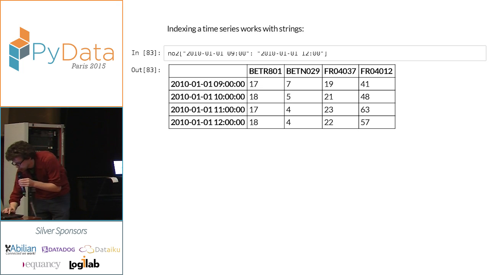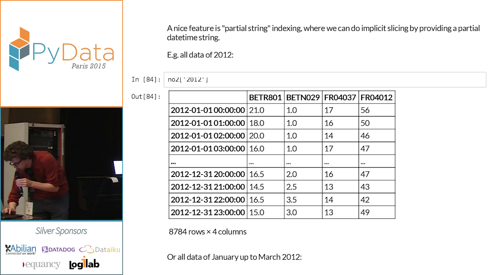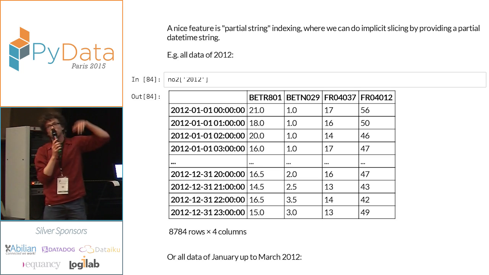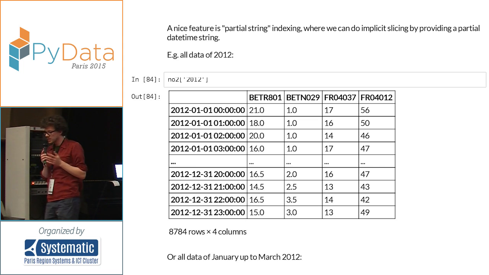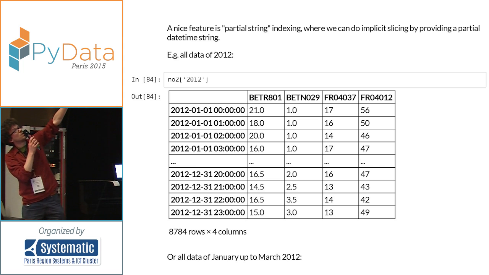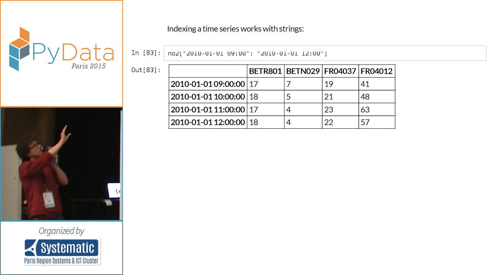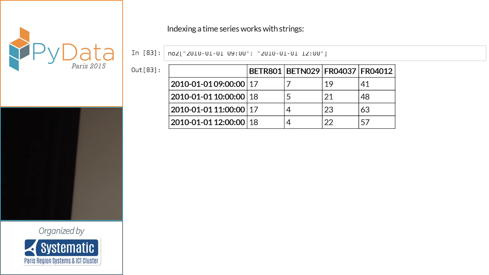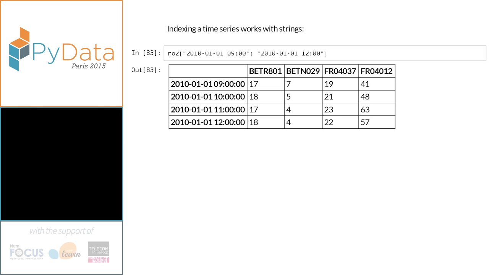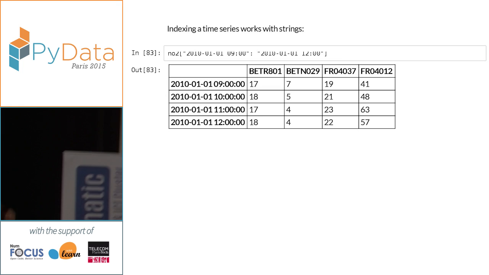What is something else that's really useful is that if you are doing string indexing, it's also working with partial strings. It's called partial strings. For example, if I say I want just the 1st of January of 2010, it will interpret as all data from the first hour up to the last hour of that day. From all data of that day.